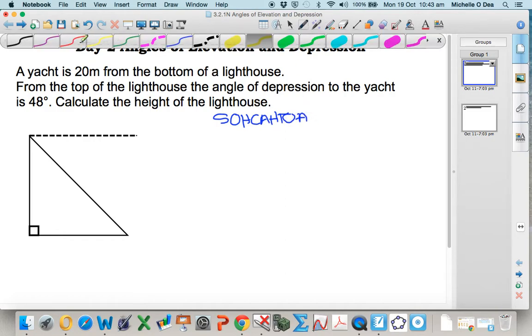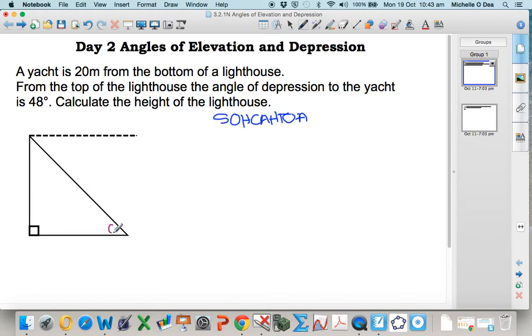Okay. Let's have a look at what elevation and depression is. Most people get the elevation part right. The thing to remember is that it's always measured from the horizontal. So if you're at ground level, then ground level is considered the horizontal, even though you may be standing on the ground. And so it's the angle that you're looking up. You're at ground level and you're looking up at something.